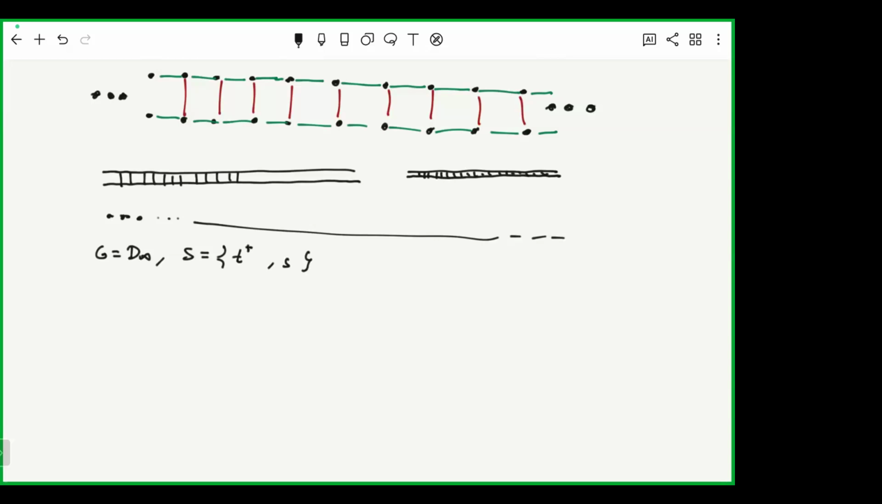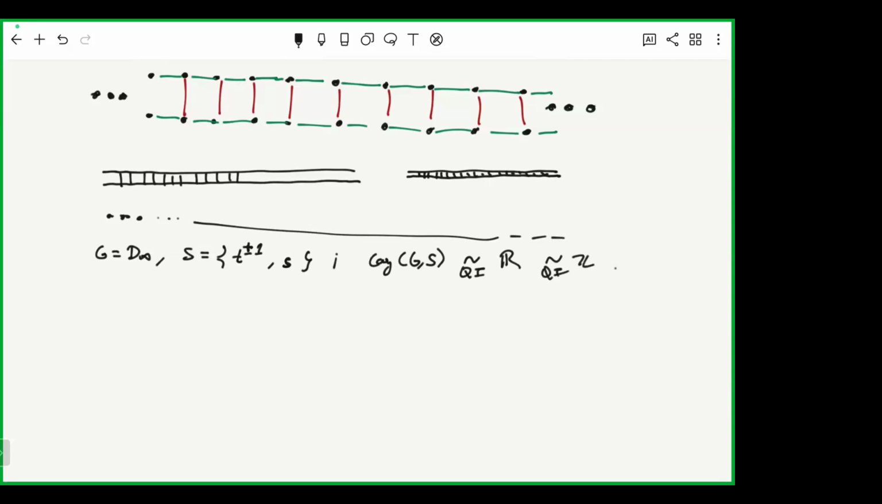Technically, I did want this to be symmetric, so I will also take the inverse translation. And now the Cayley graph of G with respect to S, we see it is quasi-isometric to Z, to the real line, which is also quasi-isometric to Z.